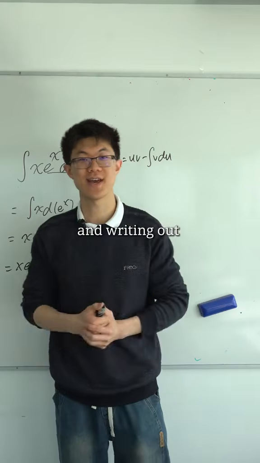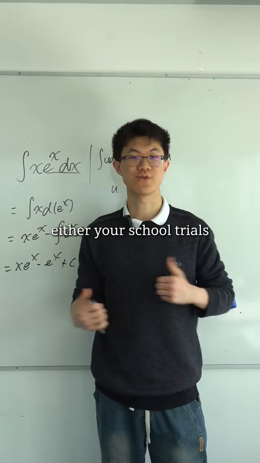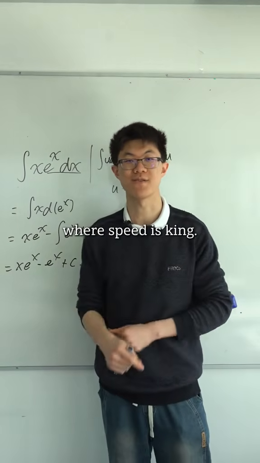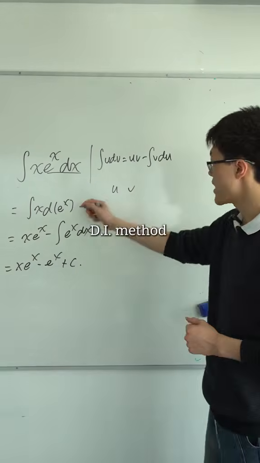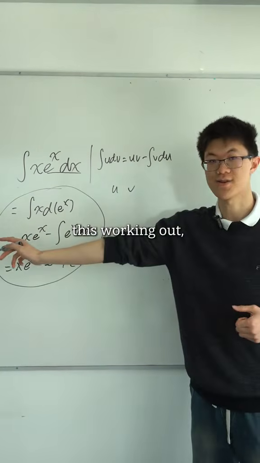Now the DI method and writing out uv explicitly might help in either your school trials if your teachers demand this uv substitution, or in an integration bee where speed is king. But for the HSC, the DI method is strictly looked down upon, and they do accept this working out. So at least try it.